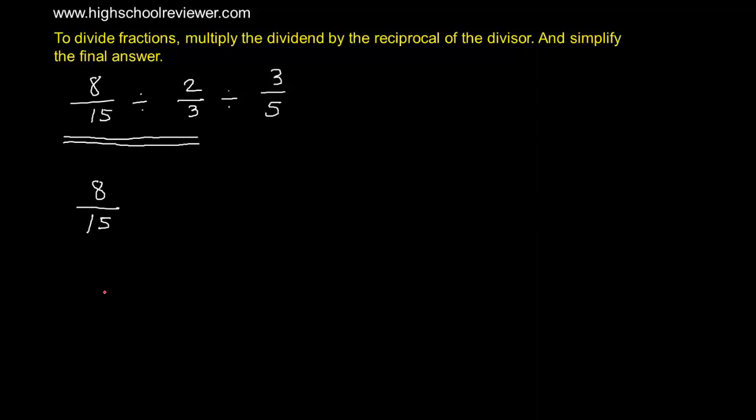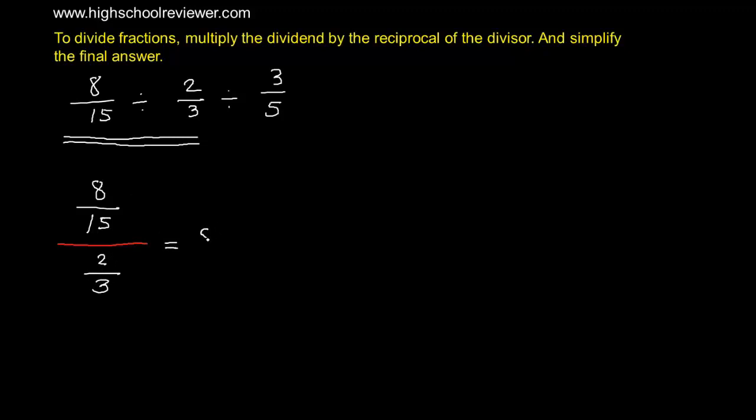For our next example, we have here 8 all over 15 divided by 2 over 3 and divided by another fraction, 3 all over 5. Now to solve this, we are going first to divide the first two fractions. So we will have here 8 all over 15 divided by 2 over 3. This is our dividend and this is our divisor.